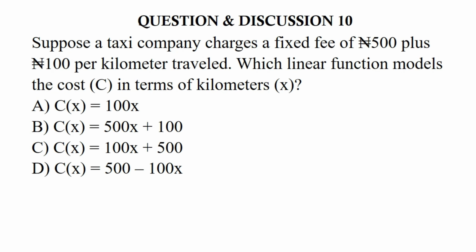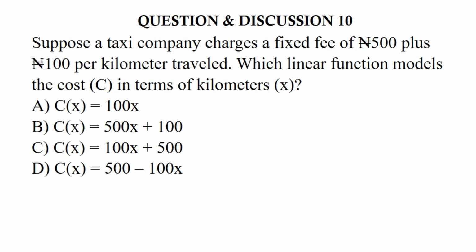The question describes a taxi fare system that has two parts, a fixed charge and a variable charge. The fixed charge means that no matter how many kilometers are traveled, the passenger must always pay 500 at the start. The variable charge depends on the number of kilometers x traveled, with 100 added for each kilometer.